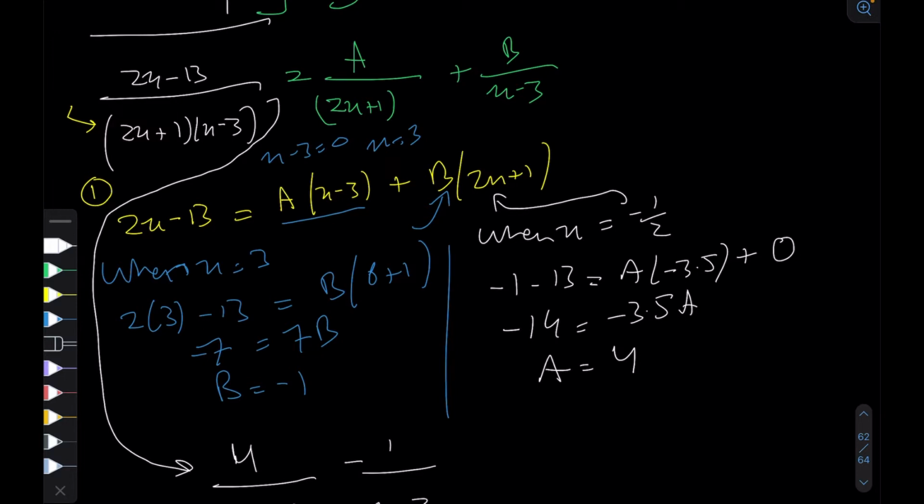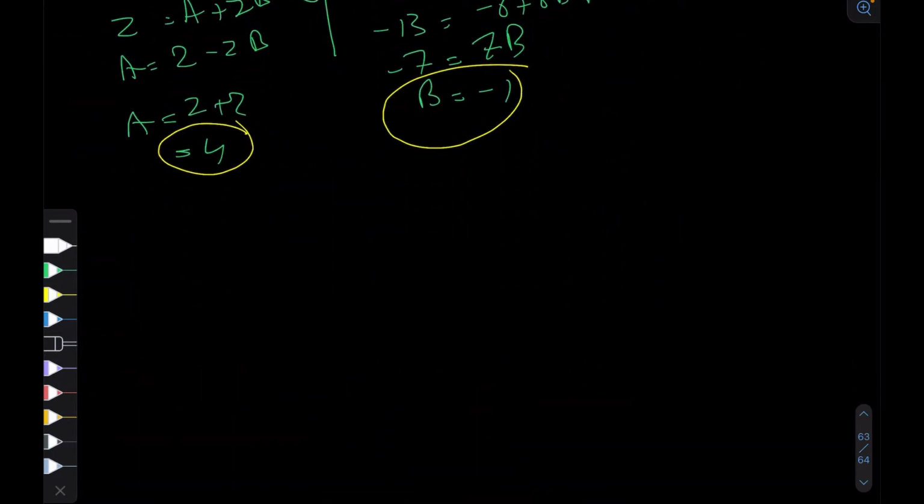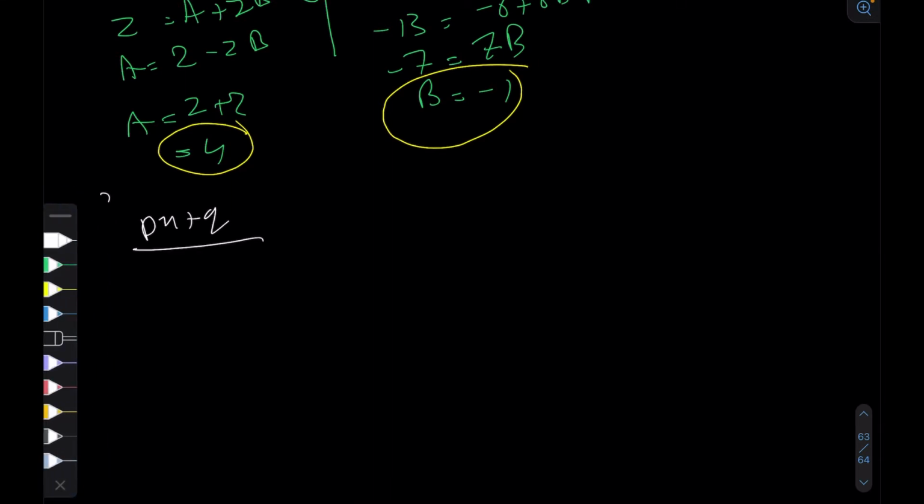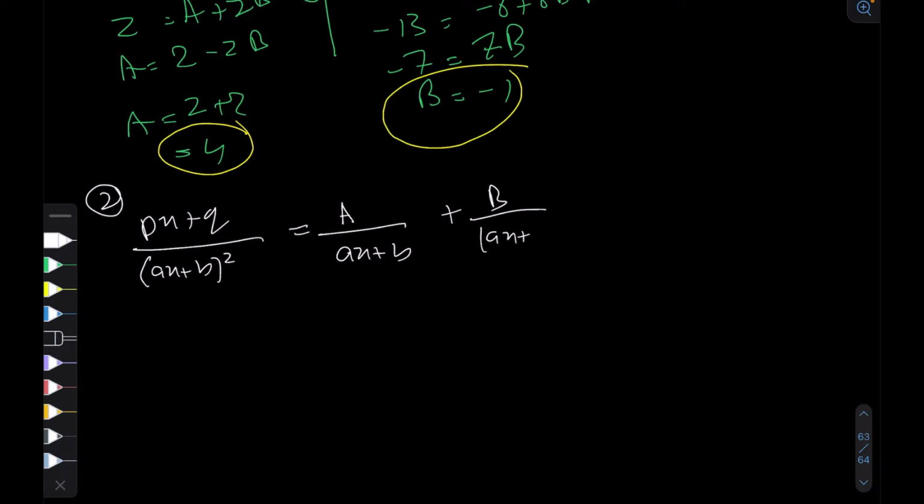So this was the first type, in which you have linear factors. If you have linear factors, then the denominator also has linear factors. Let's move on to the second type, and that is if we have repeated factors. If you have something like px plus q divided by, let's say, ax plus b, but this is squared, then what you would have is some number divided by that factor plus another number divided by the square of that factor.